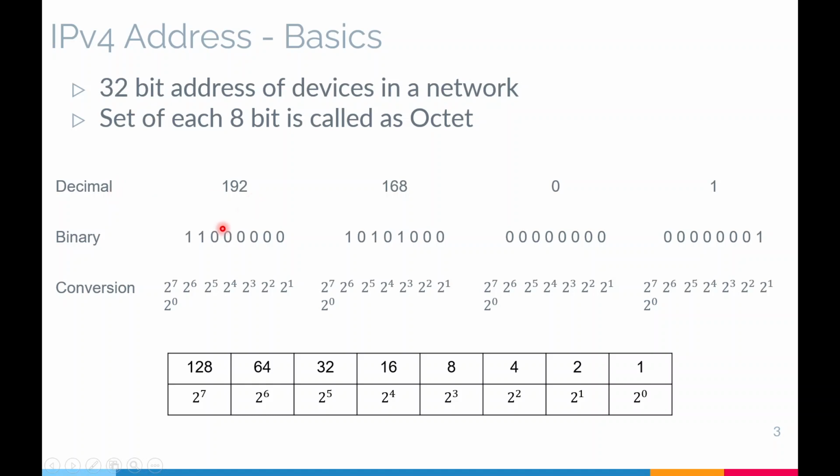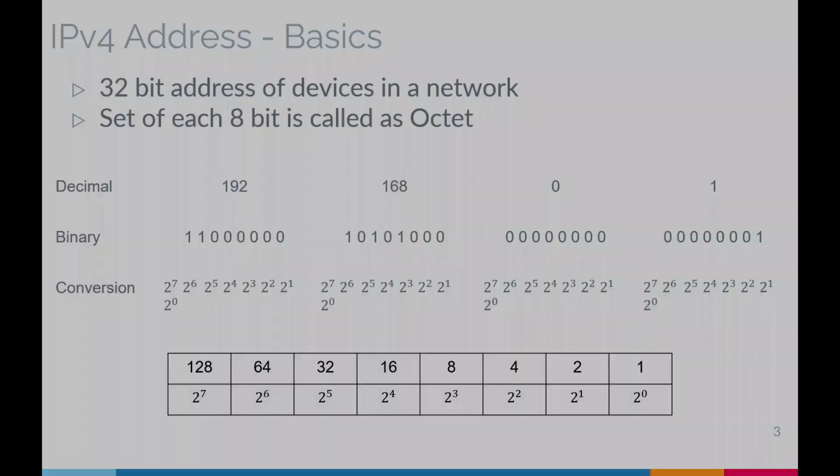And always remember that an IPv4 address is a 32-bit address, okay, and each set of 8 bits is called an octet, and it will have a total of 4 octets. Now that we have understood the IPv4 address formatting, the binary and decimal conversions, let's move towards the IP address classes.